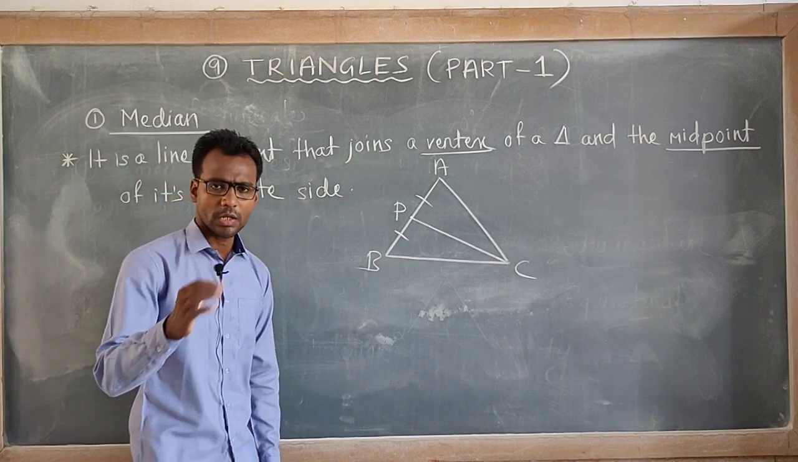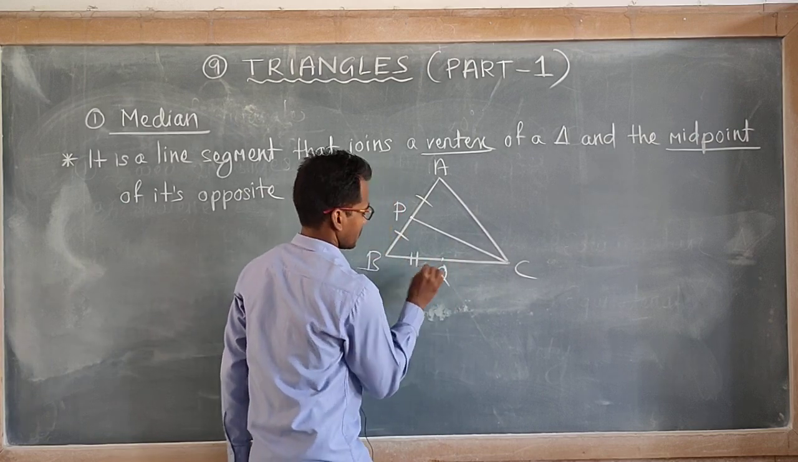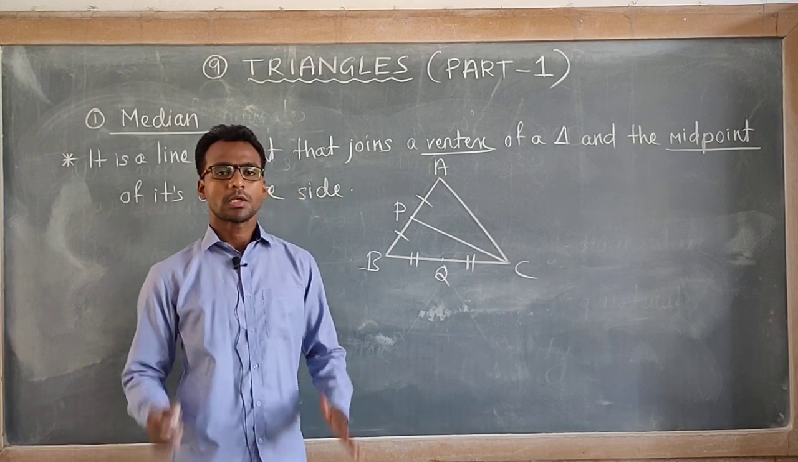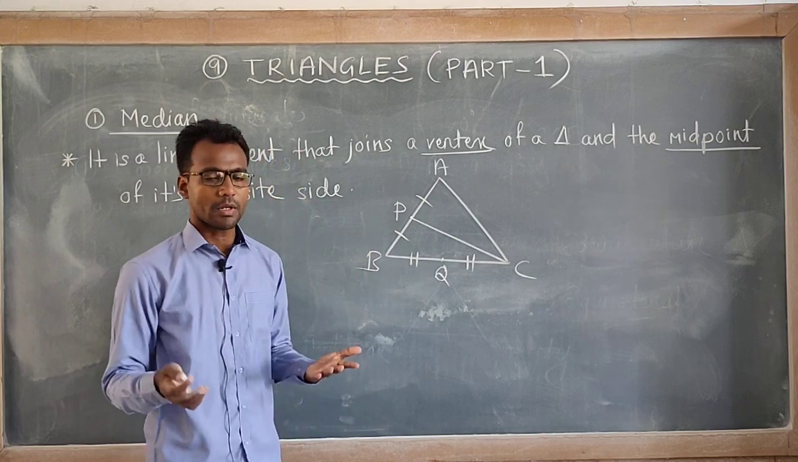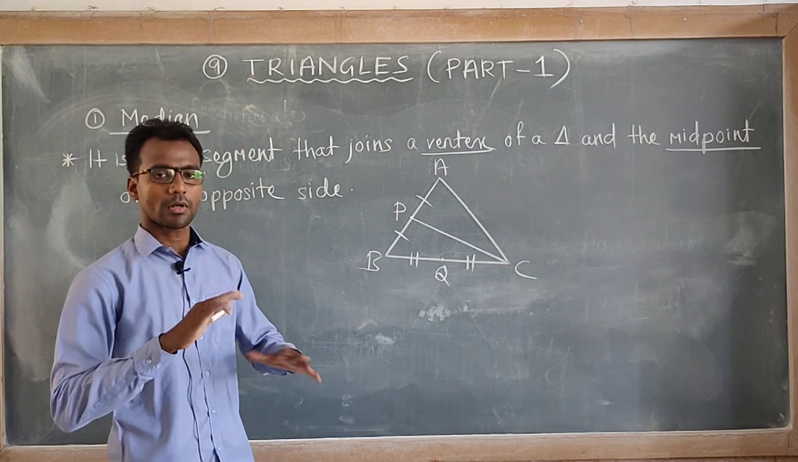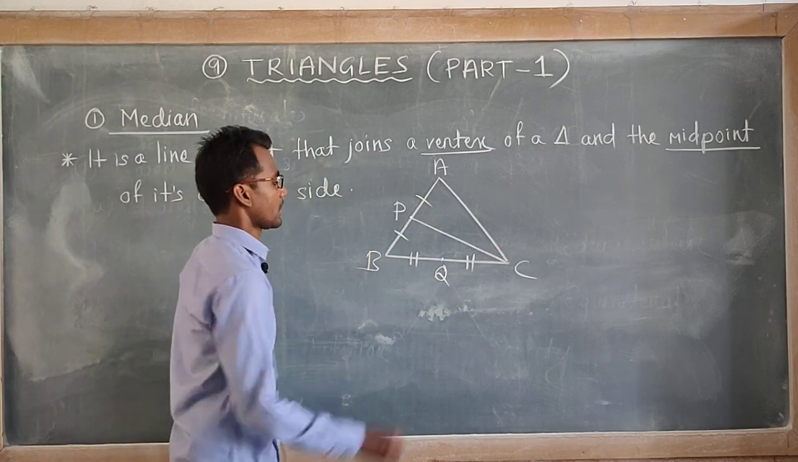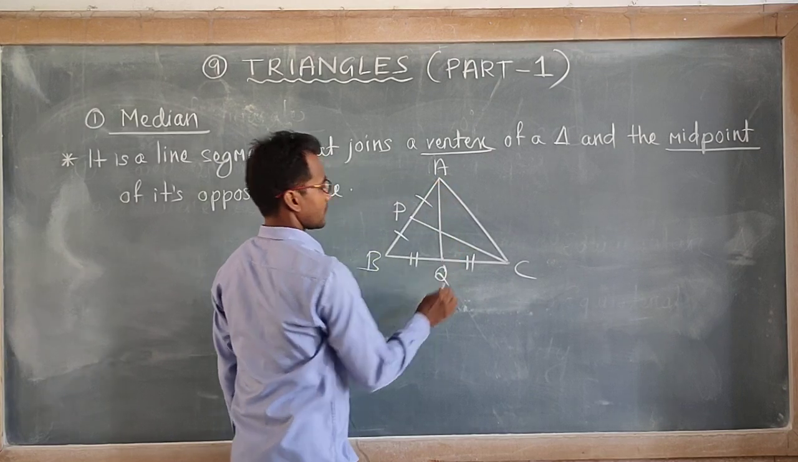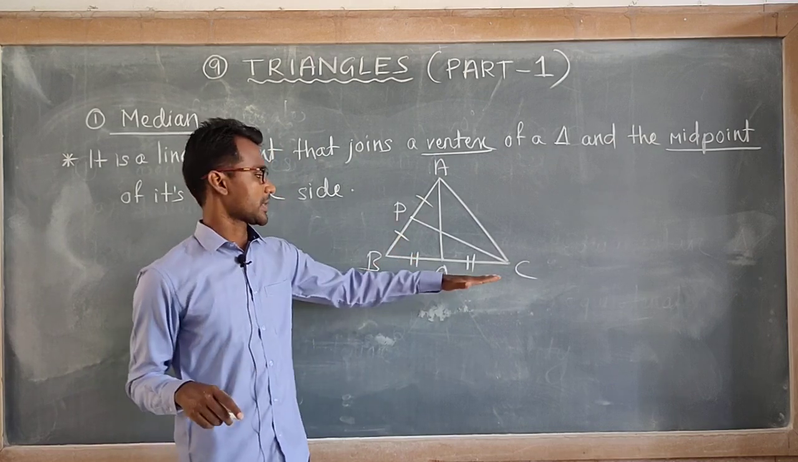We can have one more median. Let the midpoint of BC be Q. I have taken scalene triangle. You don't need to take special triangles like equilateral triangle or isosceles triangle. It is applicable everywhere, for scalene, equilateral, isosceles, acute angle triangle, right triangle, all types of triangles. So let us take the midpoint of BC, Q. Now the opposite vertex is A. Let us join them. So this AQ is another median of this triangle ABC corresponding to the side BC.